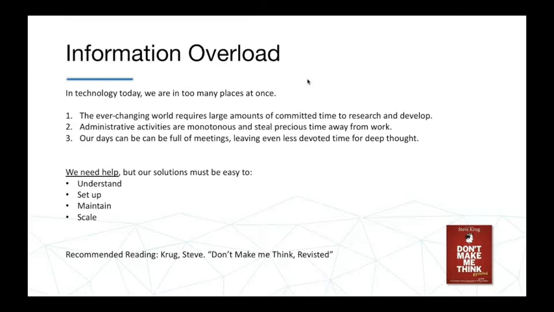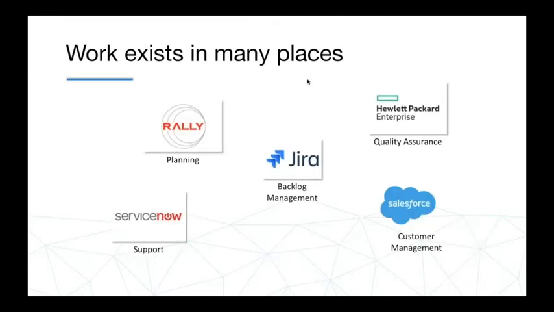It's a very interesting and brief book along the idea of information overload and how you can solve this problem in your life. Of course, in our workplace, work exists in many places now. We no longer have one silo or one application or one area of information. We typically are using best of breed applications across the enterprise, whether it's Jira or Rally or ServiceNow or Salesforce or HP, lots of applications we see in the enterprise that are tools specifically aligned to a specific job.